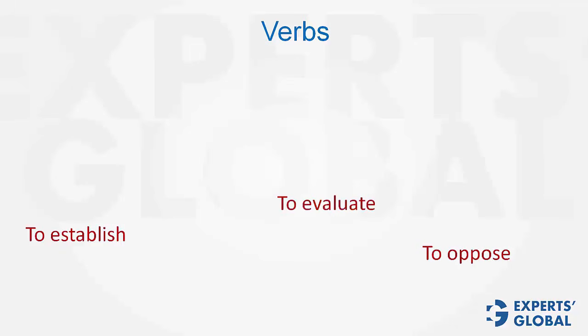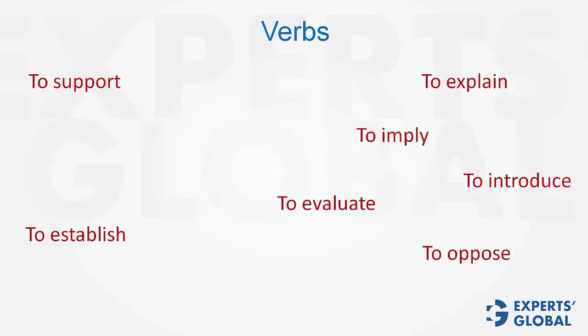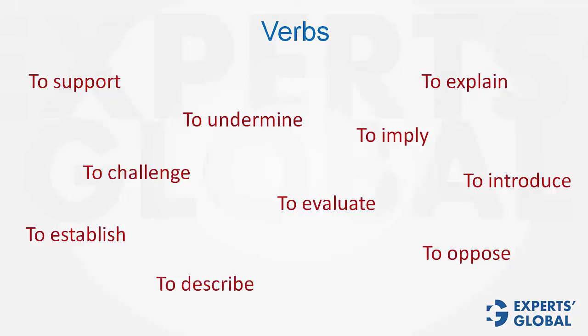To evaluate is to examine. To imply is to suggest. To introduce is to bring up or talk about something new. To support is to help or assist an argument. To explain is to elucidate. To undermine is to weaken. To challenge is to oppose. To describe is to elucidate or explain. So these are the main verbs, and the ones highlighted in green are the high-frequency ones.